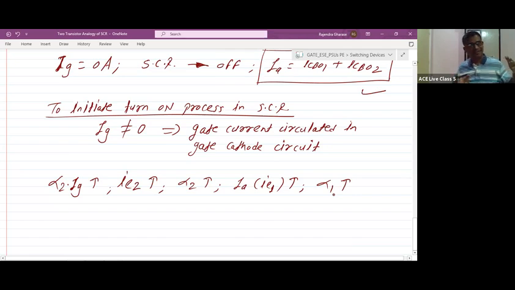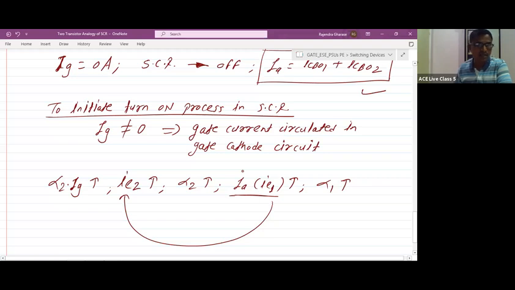So now again, IA increases. What about the IE2? IE2 means IA plus IG. So if IA increases, further IE2 will increase. IE2 increases, alpha 2 increases. Alpha 2 increases, again IA will increase. IA increases, alpha 1 will increase. So this term goes on repeating. Are you getting the point? This loop goes on repeating till the anode current reaches the final value, that is the steady state value.